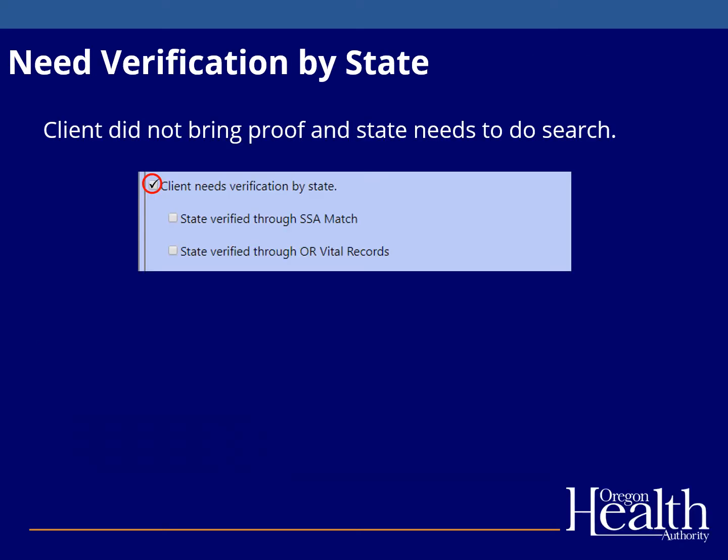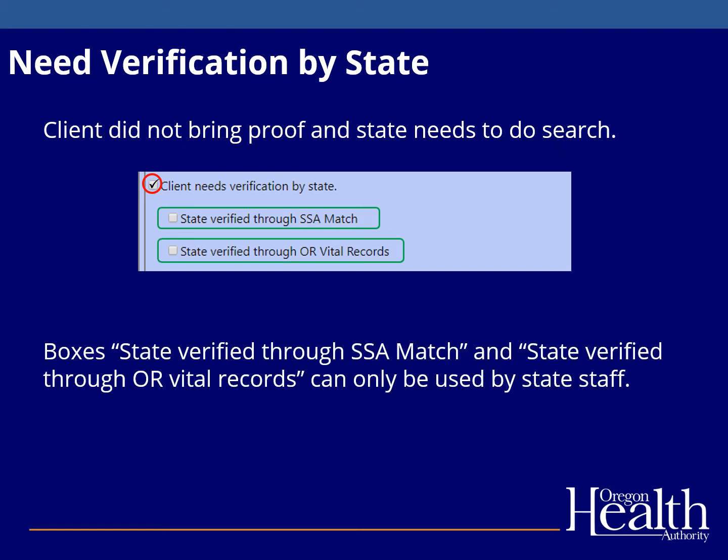And then there's the Client Needs Verification by State box. This option should be used the most frequently. Then, if we've been able to verify a client's citizenship or national status, we will check either the State Verified through SSA Match box or the State Verified through Oregon Vital Records box. Note that these two boxes can only be used by state staff.